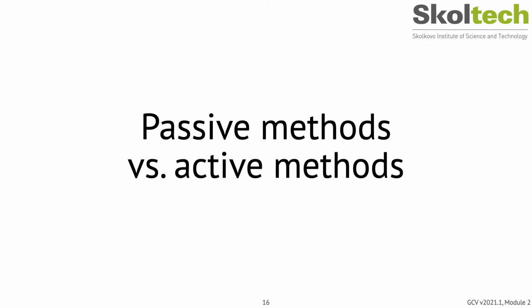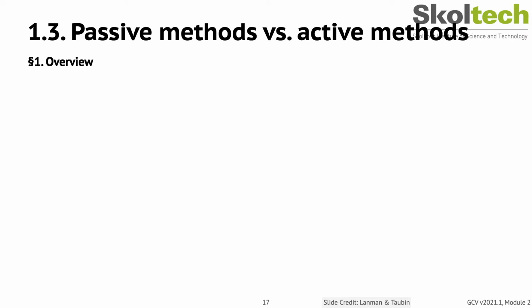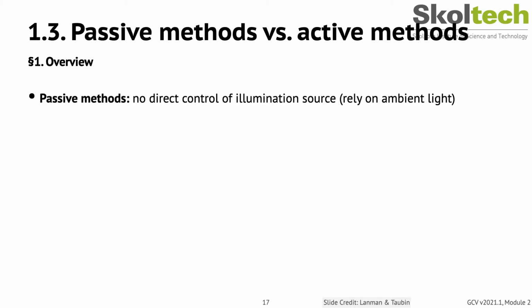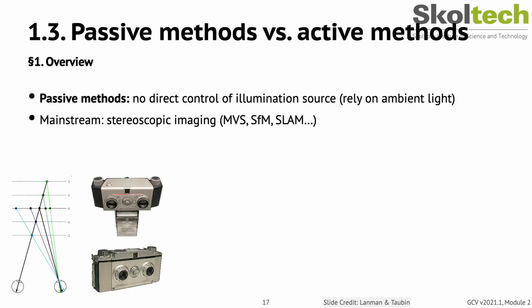Let us further clarify the difference between passive methods and active methods. Non-contact optical scanners can be categorized by the degree to which controlled illumination is required. Stereoscopic imaging is one of the most widely used passive 3D imaging systems, going under a variety of names such as multiple view stereo, structure from motion, or simultaneous localization and mapping.